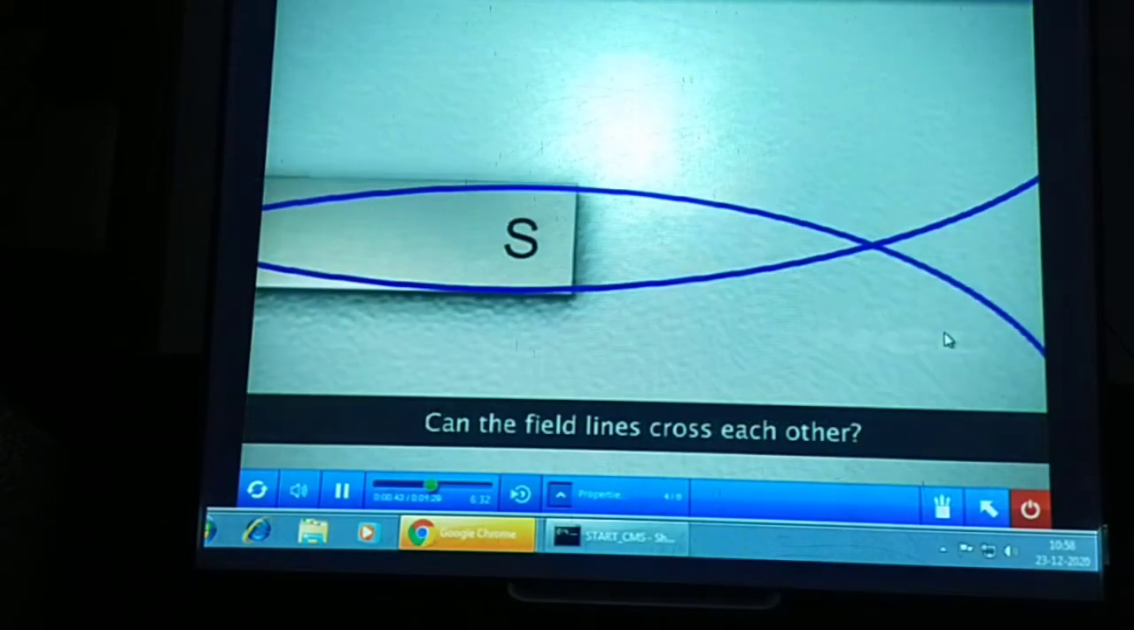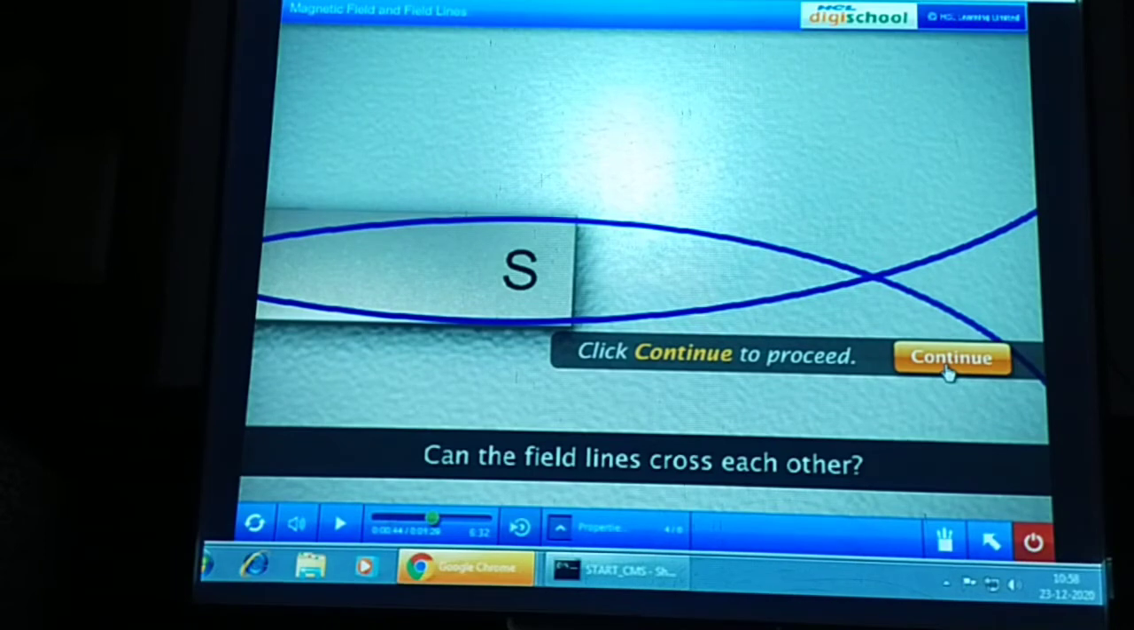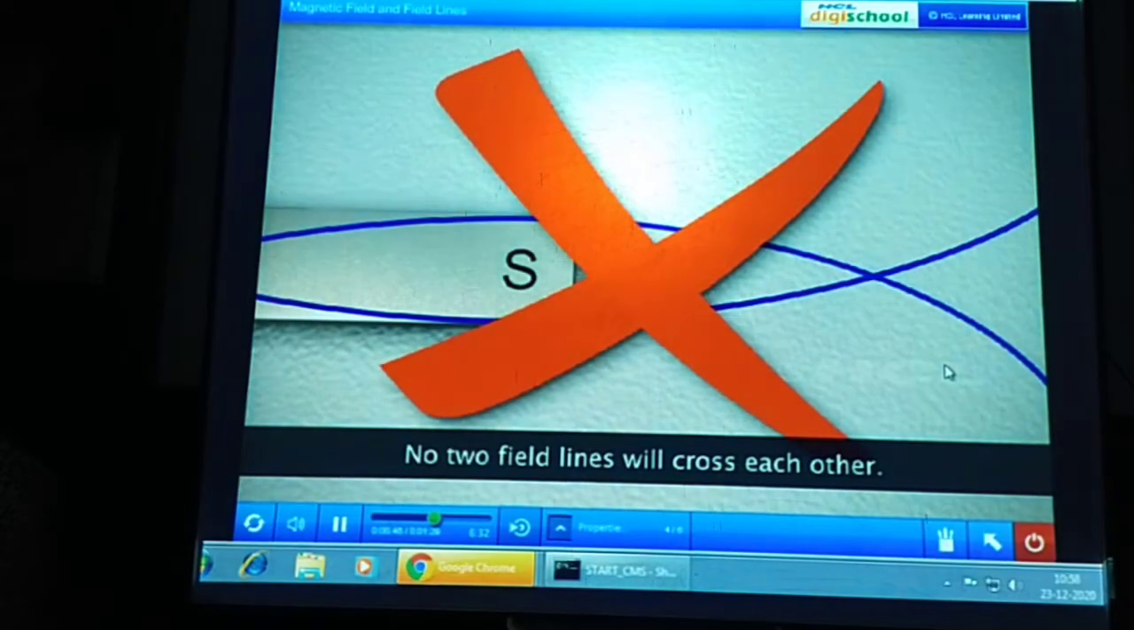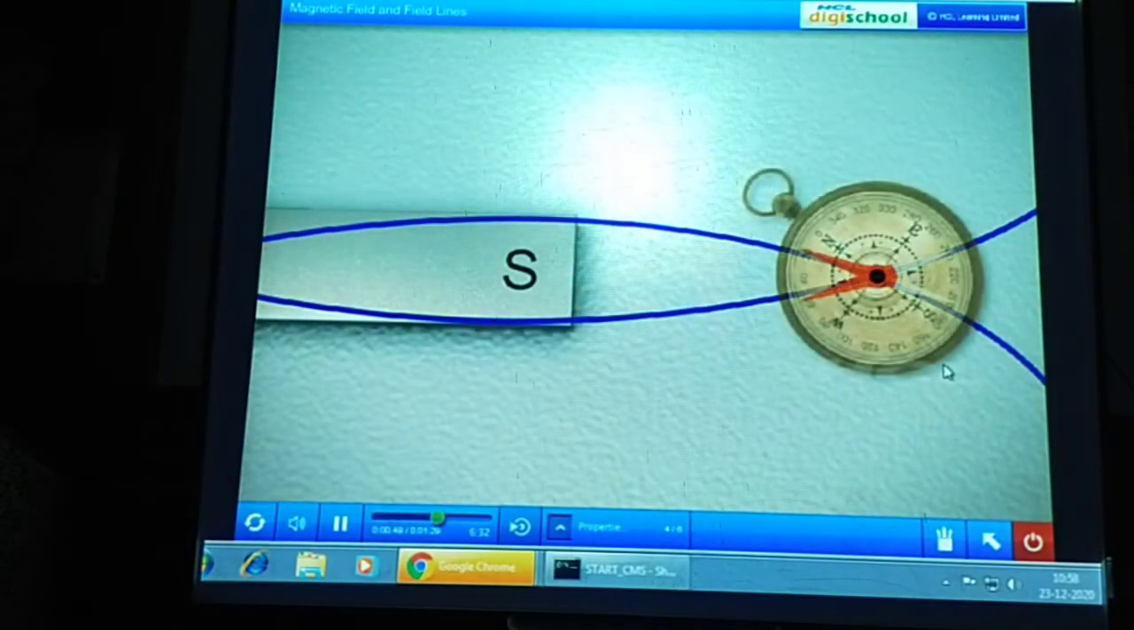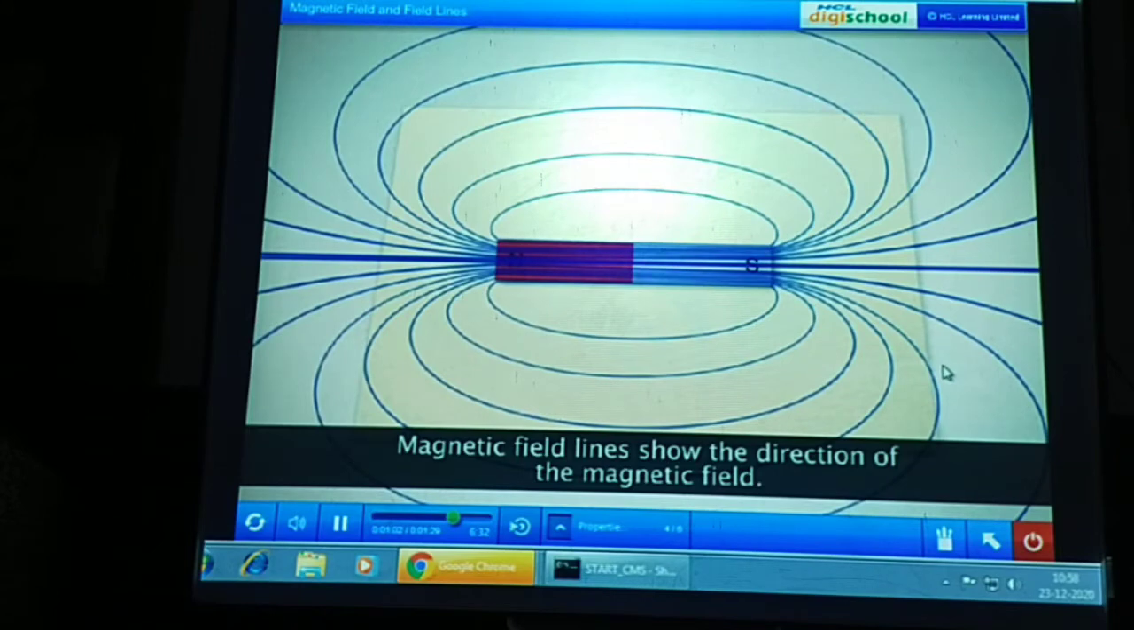Will two field lines ever intersect each other? Okay, can the two field lines cross each other? No. Let's see. No two field lines will cross each other. If they did, then it would mean that at the point of intersection, the compass needle is pointing towards two directions. This is not possible. The magnetic field lines also show the direction of the magnetic field. How?